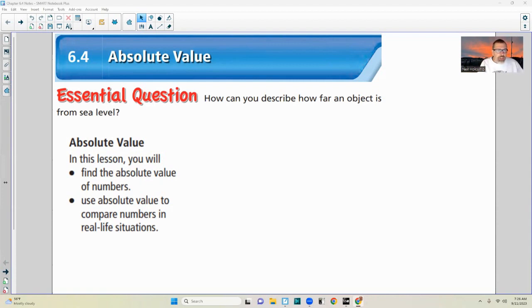All right, essential question. How can you describe how far an object is from sea level? Absolute value. In this lesson, you'll find the absolute value of numbers and use absolute value to compare numbers in real life situations. So there is a definition for absolute value, simply 3 words: distance from zero. Okay, let's take a look.